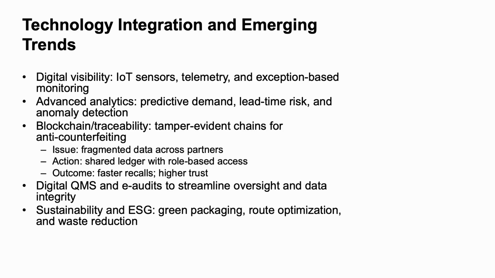Technology provides leverage to detect, prevent, and respond to risks faster and with greater precision. Internet of Things, IoT, sensors embedded in pallets and packages generate real-time temperature, humidity, and shock data, enabling exception-based monitoring that focuses attention on shipments trending toward excursions. Telemetry platforms can automatically trigger interventions, such as re-icing or route adjustments, based on predictive thresholds rather than after-the-fact alarms.